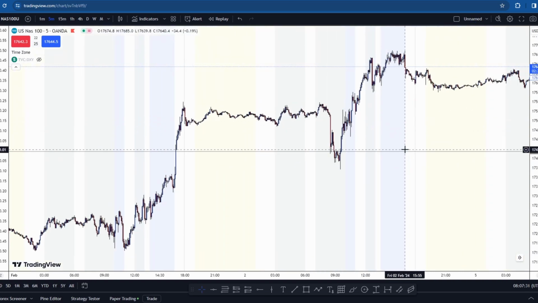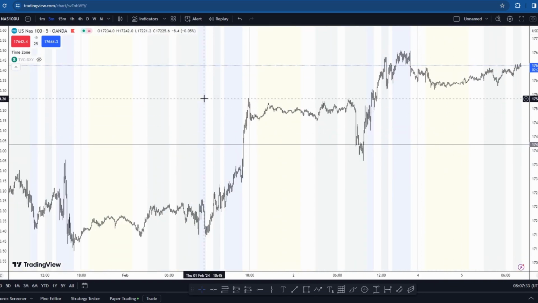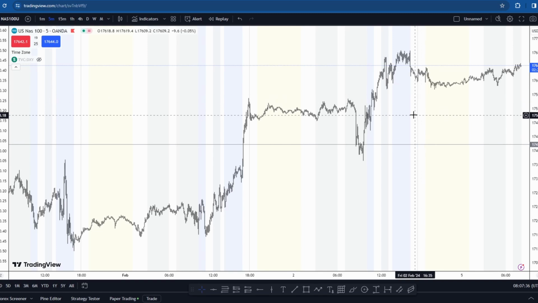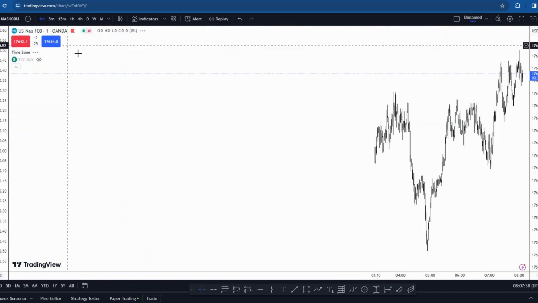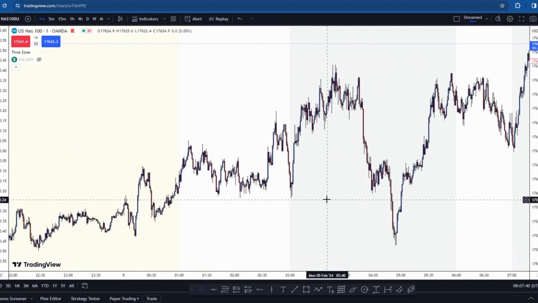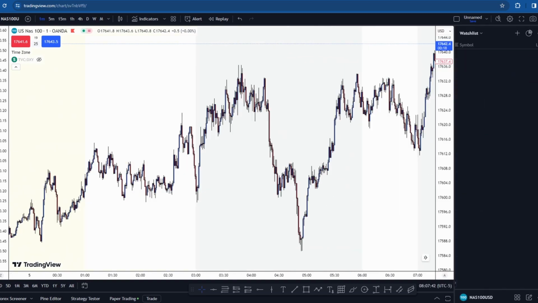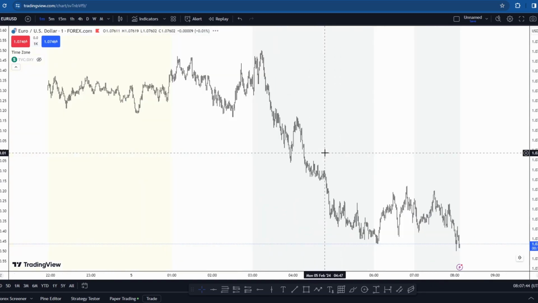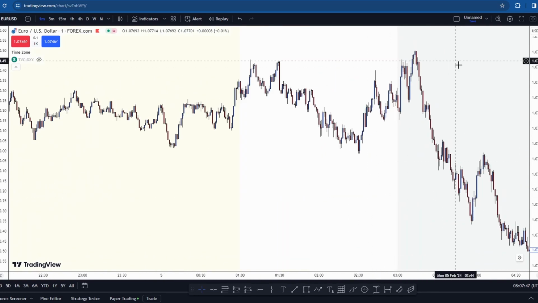Another thing is the time period, and this strategy happens on any time frame. Now you might be thinking that this does not happen on 1 minute, but it happens on 1 minute also. Look at over here, it's a Nasdaq. Yeah, on 1 minute you will get lots of entries. Look at over here, it's like a double top.